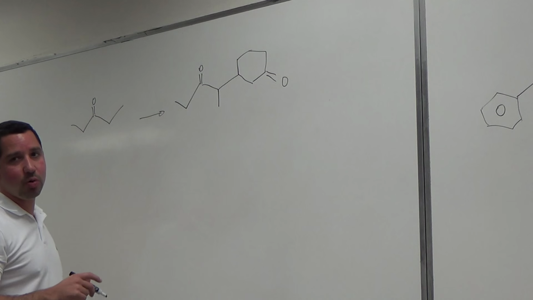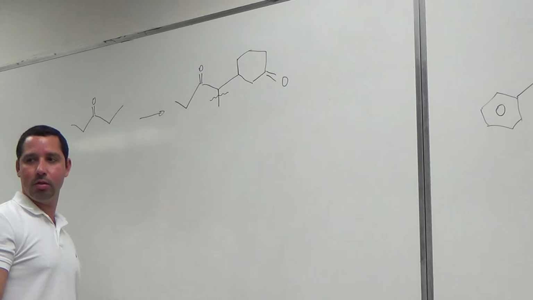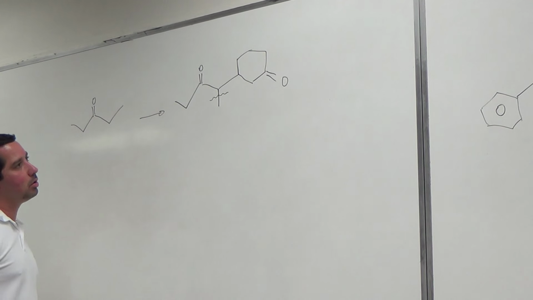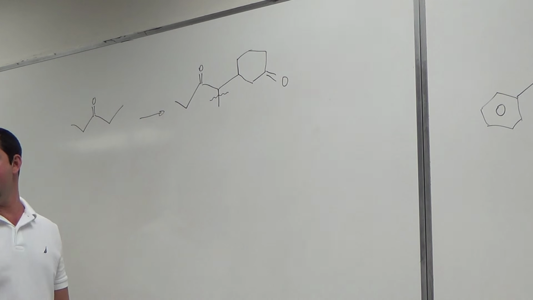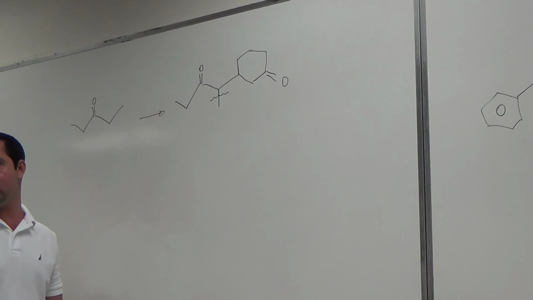Where do I clip this? Where do I cut it? Between the ring and the carbonyl? No. Why not? Between the alpha and the beta. No? Why not? Because that's not where it goes, right?